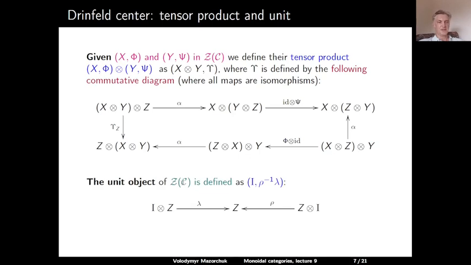And the unit object in the Drinfeld center is defined as a pair: the identity object, comma, rho inverse lambda. So lambda is a map from I tensor z to z, and rho is a map from z tensor I to z for any z in C. And so if we take the composition, we get a map from I tensor z to z tensor I. Of course, we have to invert rho. So this defines the tensor product and the unit.